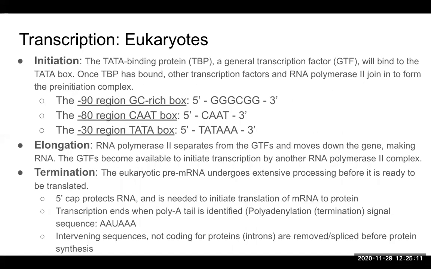Initiation will begin when the TATA binding protein, which is a general transcription factor, binds to the TATA box. Once that binding protein is bound, other transcription factors and RNA polymerase 2 will join in and form the pre-initiation complex. Important promoter regions to know here are your GC-rich box, your CAAT box, and your TATA box.